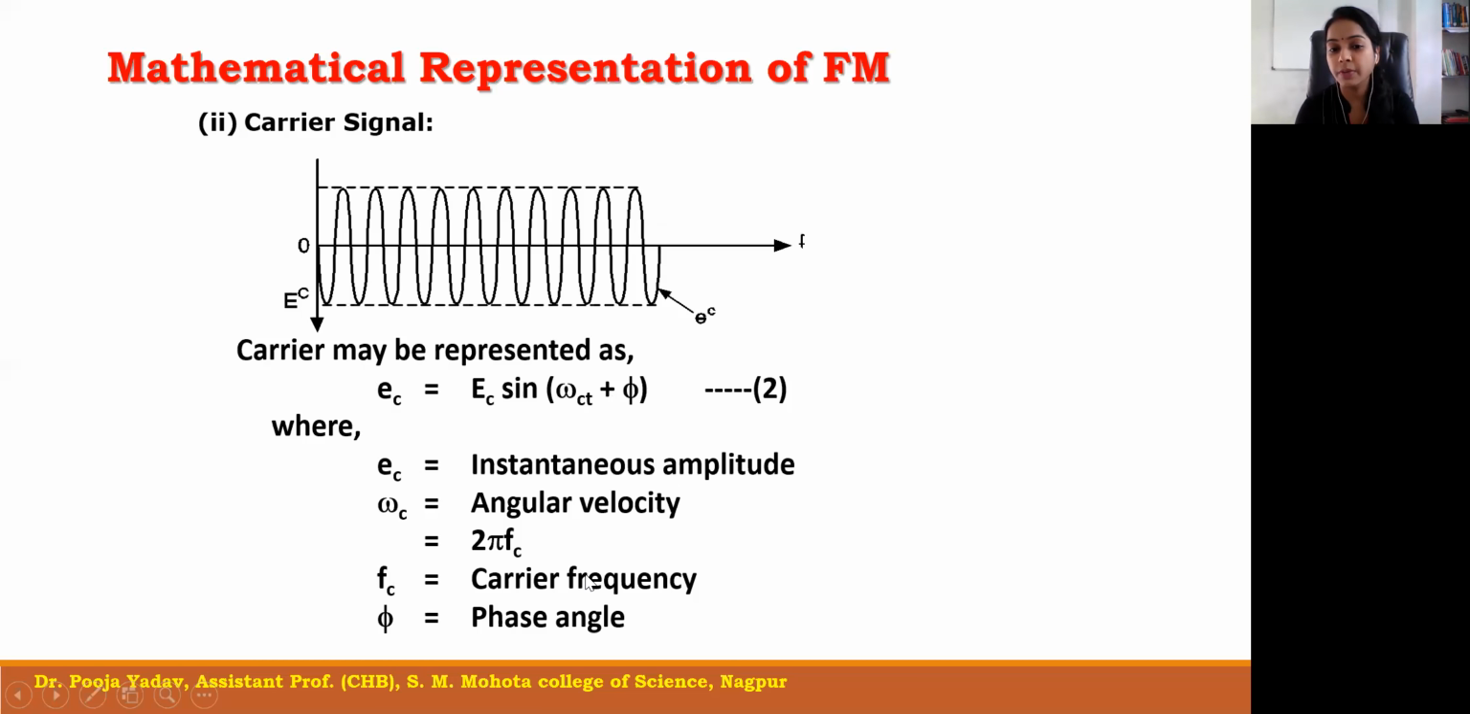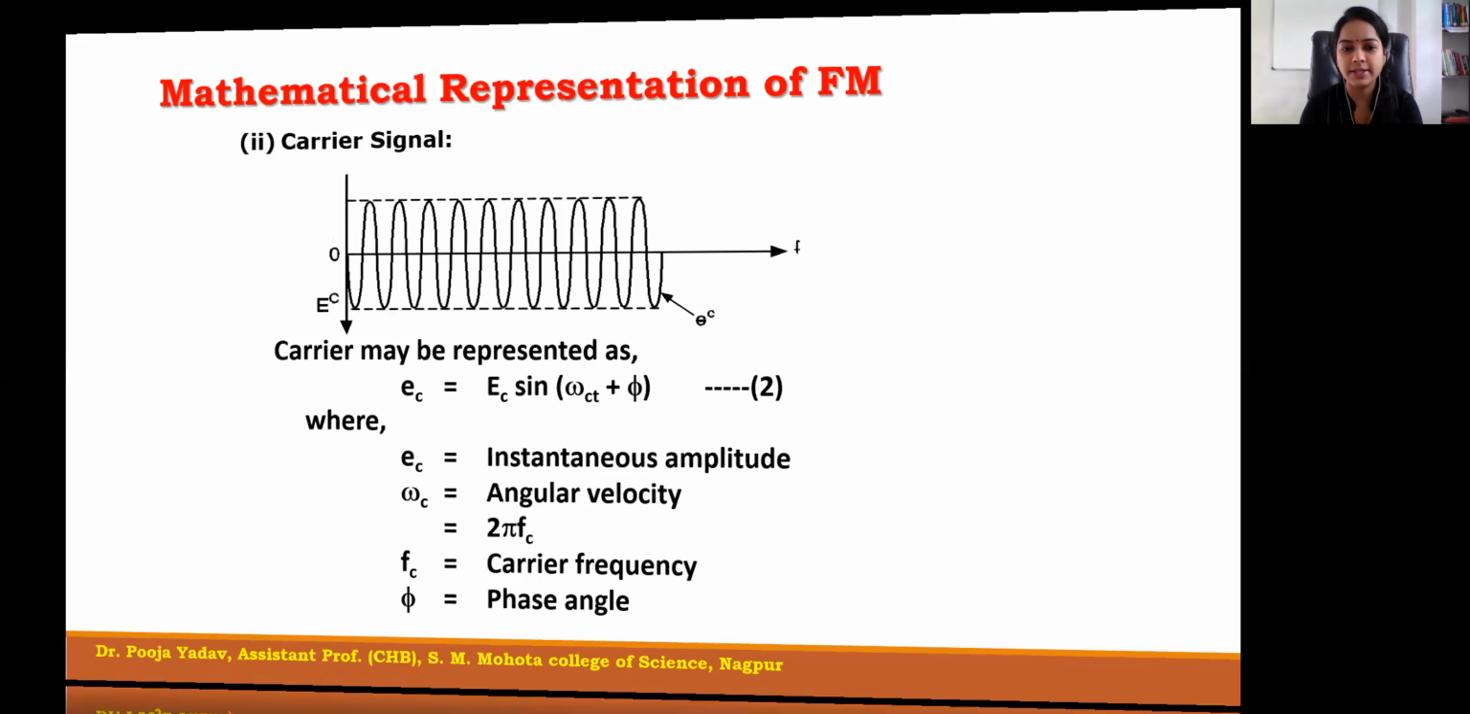Whenever we are changing the frequency, okay, whenever we are frequency modulating the signal, two things must be constant throughout. That is the amplitude, and the second one is phase. Whenever we are frequency modulating the signal, its amplitude and phase, means the angle, should be constant throughout. Only the frequency has to be varied. So these are the terms related to the carrier signal.